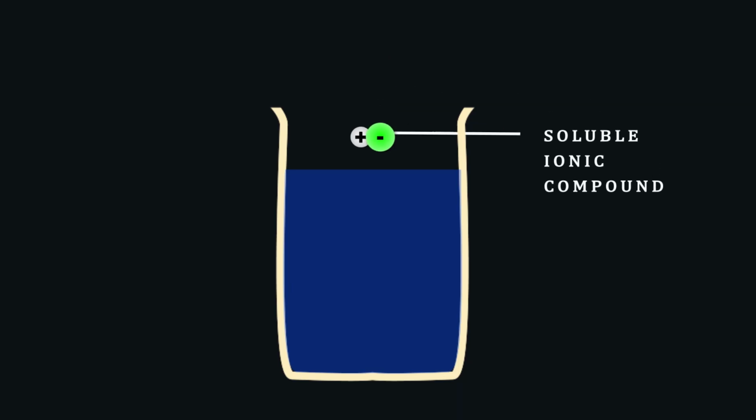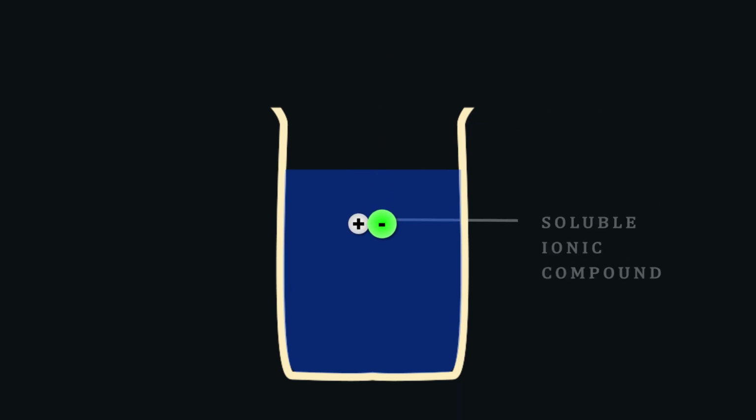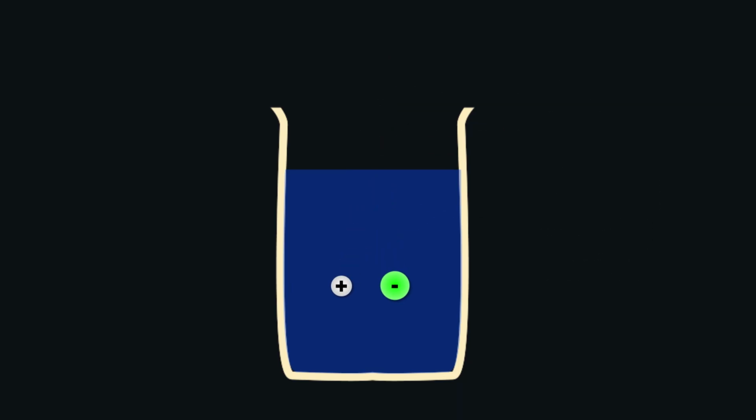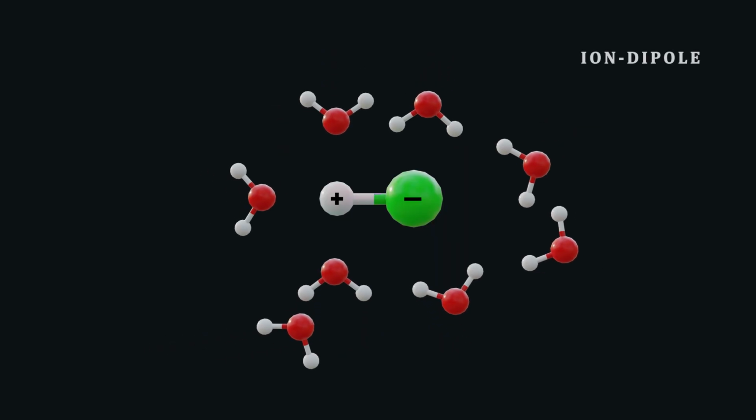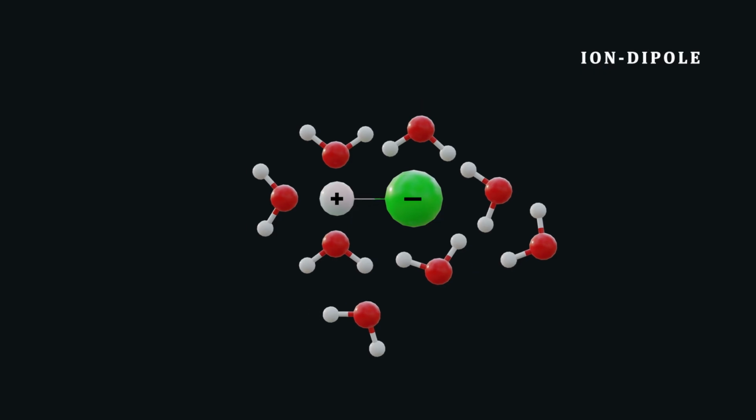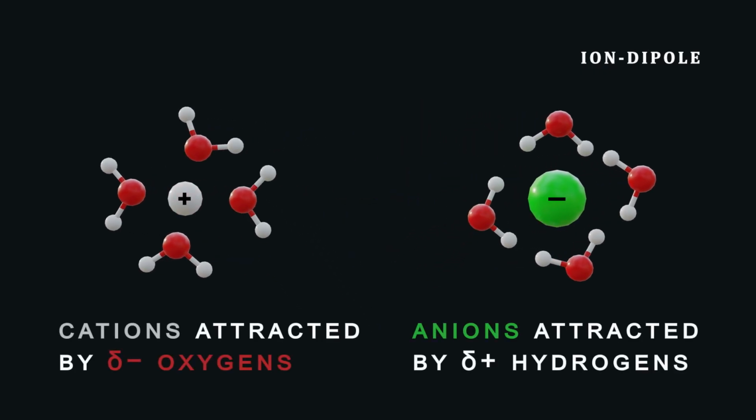When an ionic compound dissolves in water, it dissociates because of ion-dipole attractions. Water is polar. The oxygen end is partially negative, and the hydrogen ends are partially positive. Cations are attracted to the oxygen side, and anions are attracted to the hydrogen side. These attractions can overcome the ionic bonds in the solid.